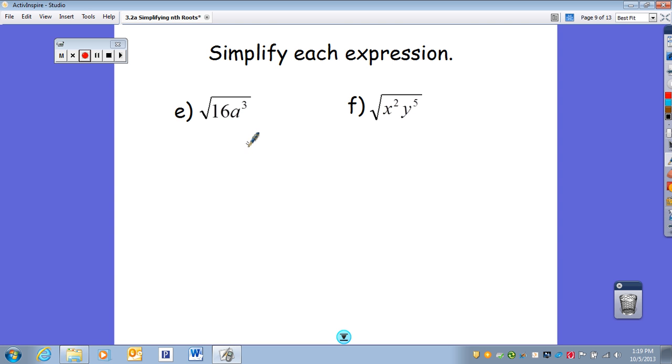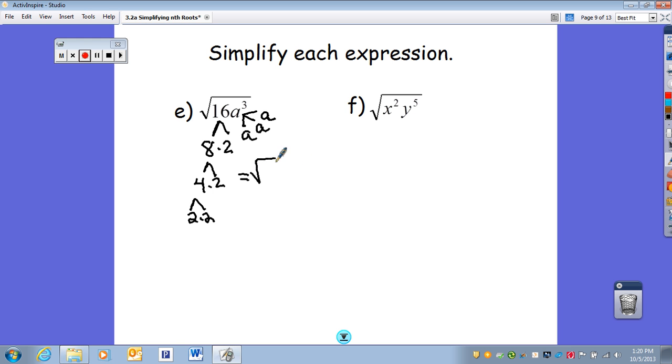Now we can also simplify expressions that have variables. So first we have the square root of 16. We know that the square root of 16 is 4, but if you don't remember, we can break that down into 8 times 2, 4 times 2, and 2 times 2. And then what we want to do is we want to break down our a to the third power. We know that that means it's a times itself 3 times.